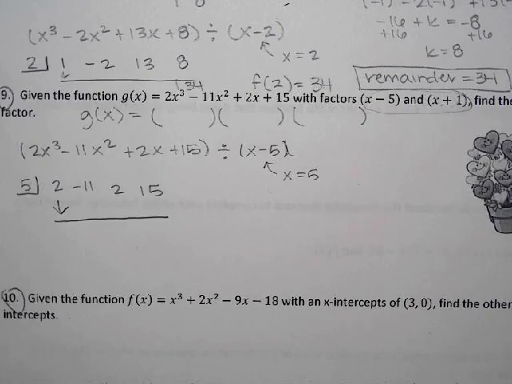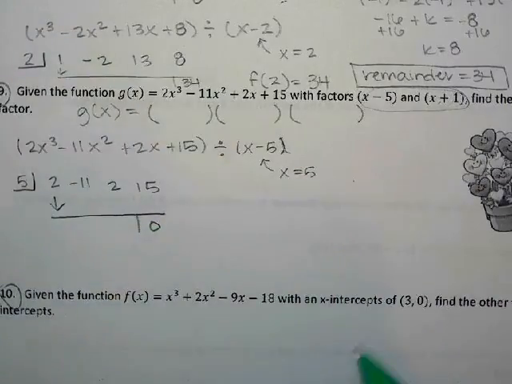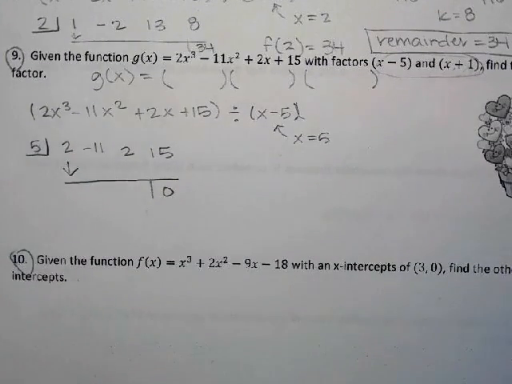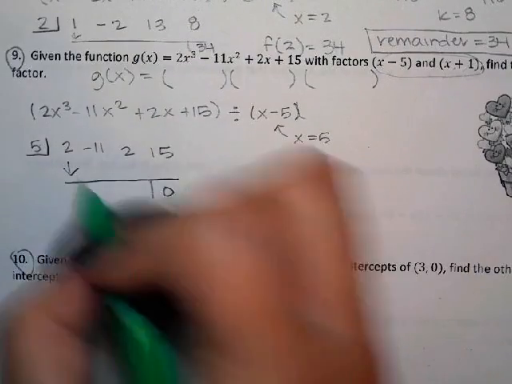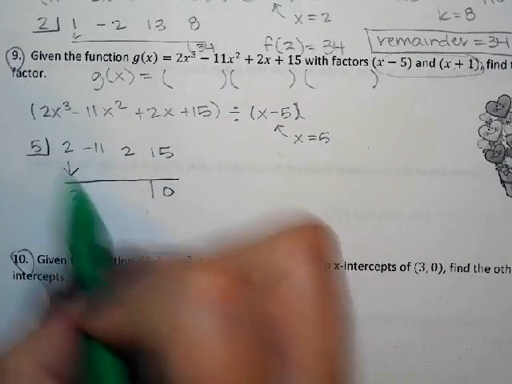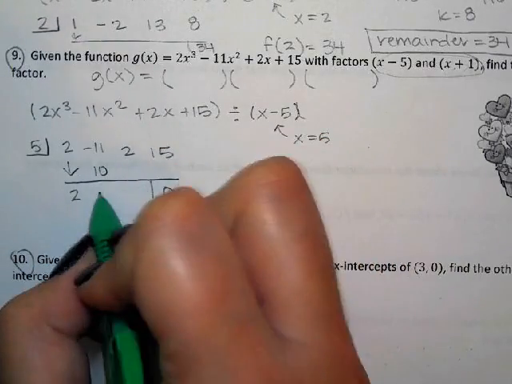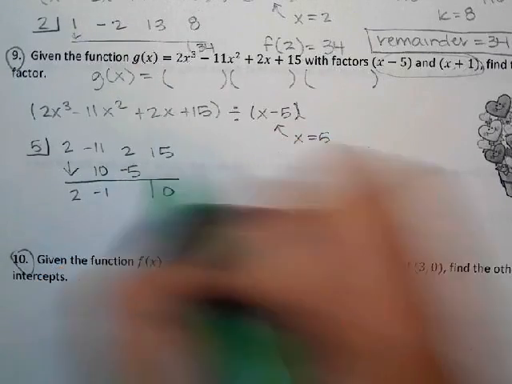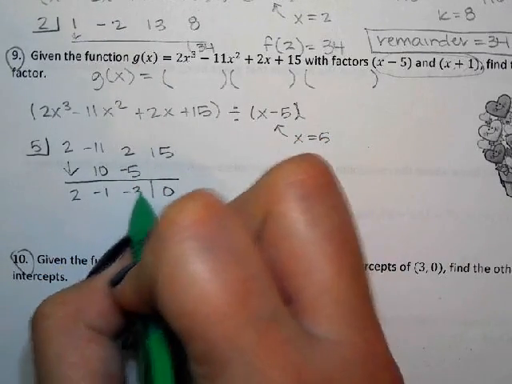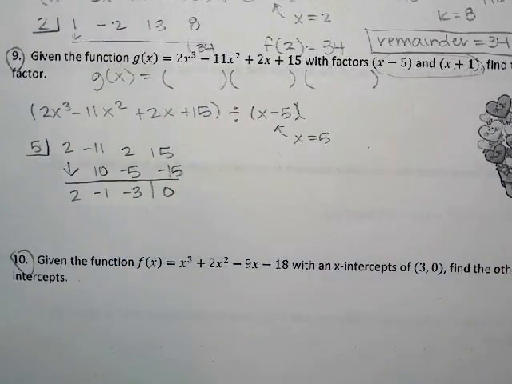And that's going to help us make sure that as we do this synthetic division, we're doing the problem correctly. So I drop down the 2. 2 times 5 is 10. Add those together, get negative 1. Negative 1 times 5 is negative 5. Add those together, get negative 3. Multiply those, get negative 15. And those add to 0. So that means that I am on the right track.